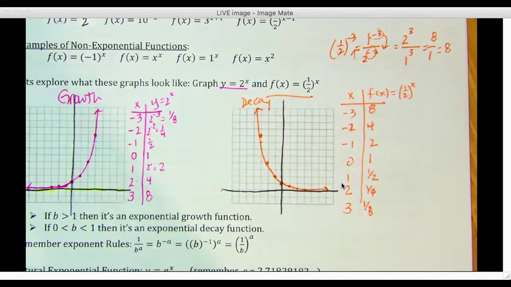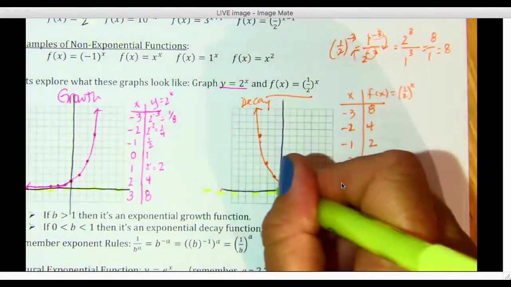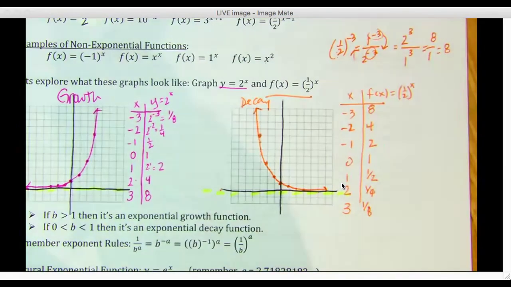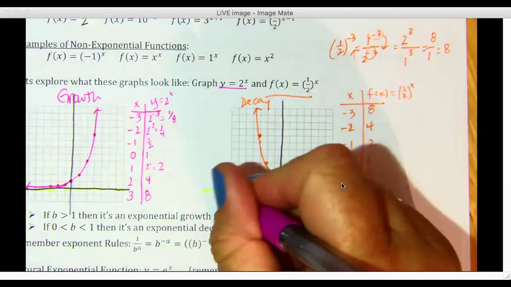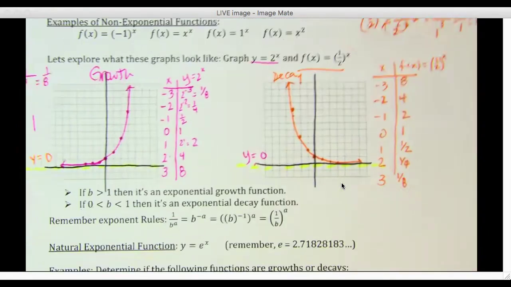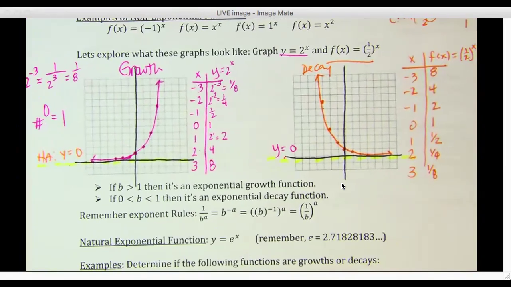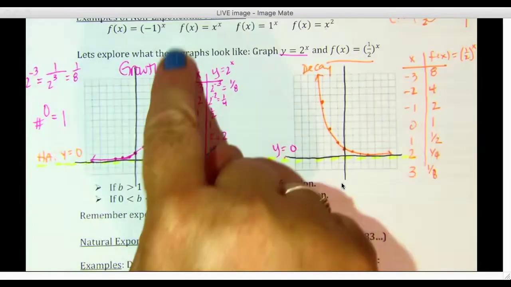And just like we saw with the previous example, we have this horizontal asymptote that my function is getting closer and closer to, but never actually equaling. So that is y equals 0, that horizontal asymptote. And those are two very basic exponential functions and their graphs. So these are the shapes you could expect to see. Growth functions generally have this shape here.